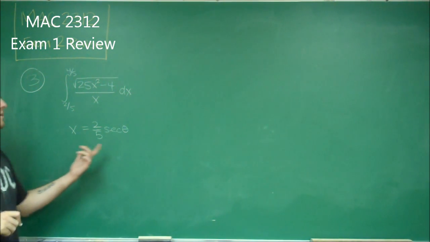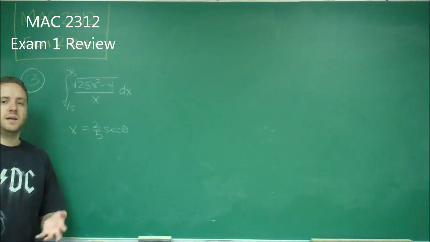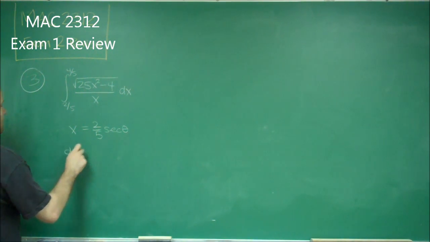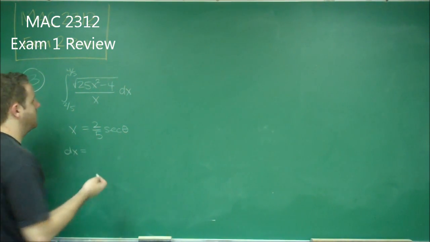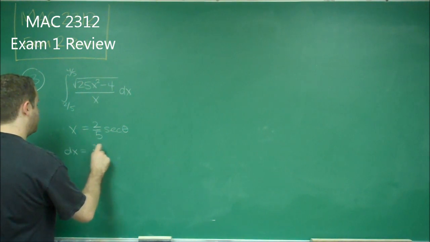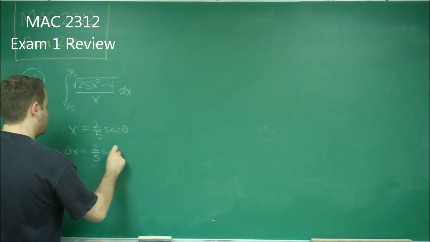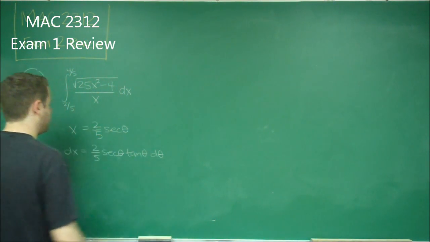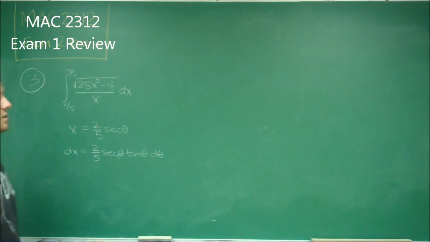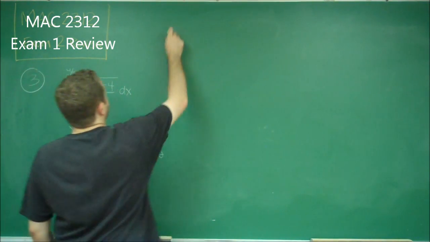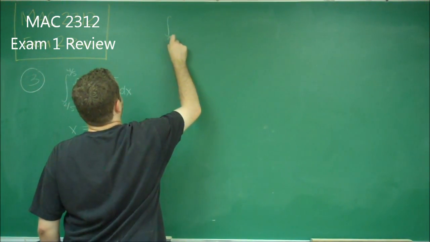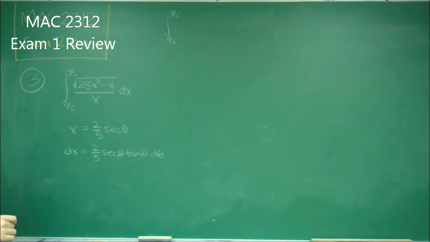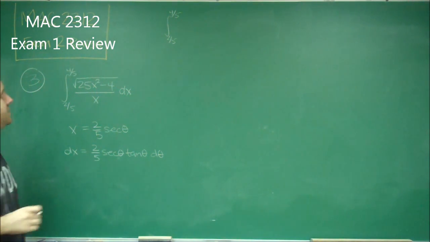If that wasn't immediately clear to you, I think when we plug it back in, it will be. So let's take the derivative of both sides here. dx equals, the derivative of secant is just secant tangent, and this 2/5 is going to stay there. Secant theta, tan theta, d theta. So when we plug in our substitutions, let's see what we get. We're going to do the integral from 2/5 to 4/5.